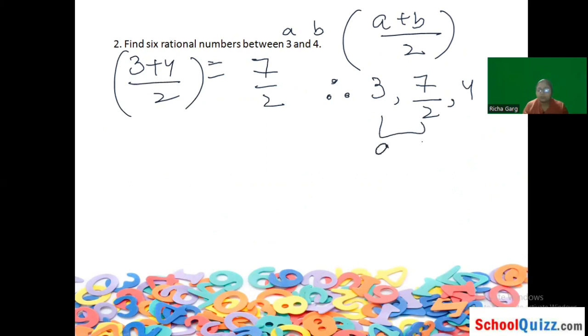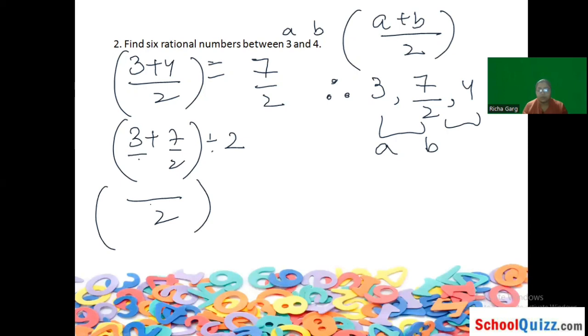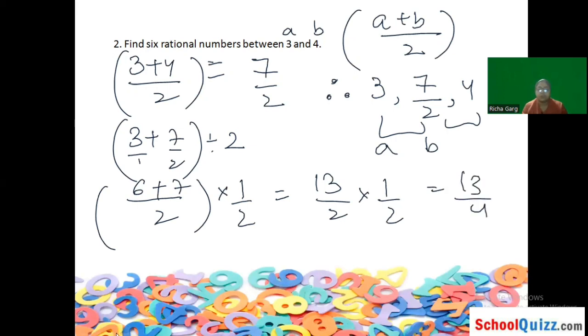Now take this group, or you can take this group, anything you want. So now A is 3 and B is 7 upon 2. So 3 plus 7 upon 2, divided by 2. Now 2 is the LCM here. 1 2s are 2 and 2 3s are 6. 6 plus 7 multiplied by 1 by 2, reciprocal of 2. It will be 13 upon 2 multiplied by 1 by 2, which will be 13 upon 4. So my second rational number is 13 upon 4, and the list is 3, 13 upon 4, 7 upon 2, 4.